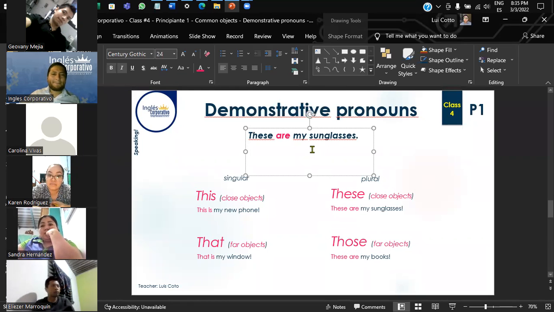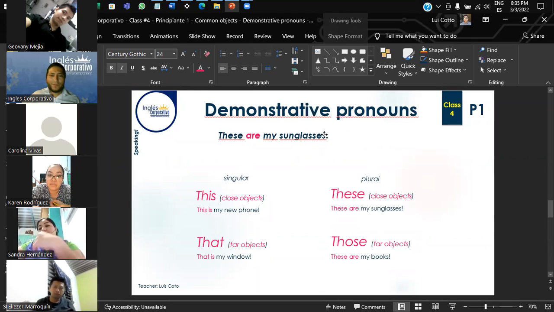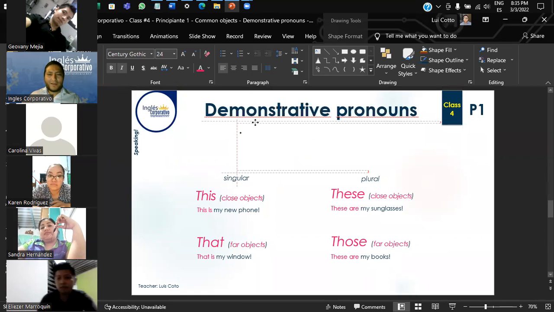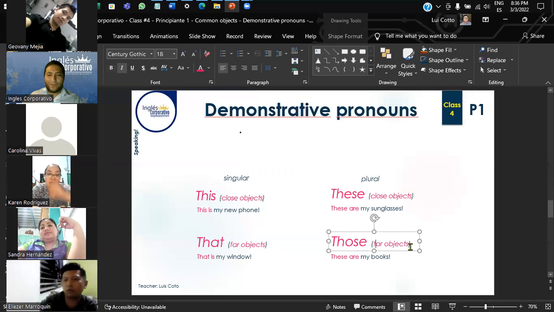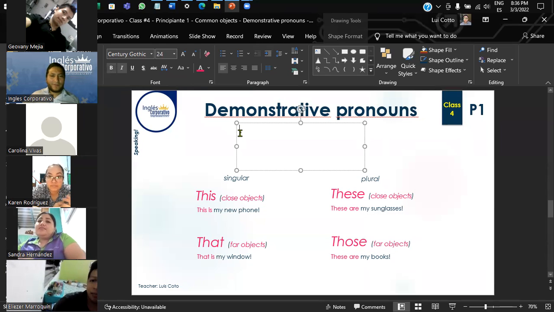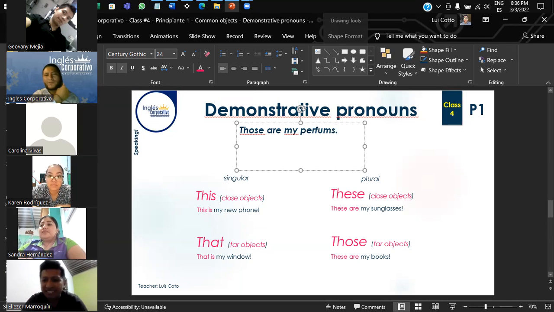Now, one example with those. Examples with those. Only one? Come on, let's do a couple. Examples with those. Remember, far objects. Those are my perfumes. Perfumes, right? Yes. Okay, nice example.